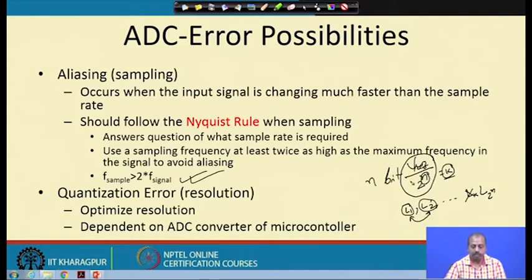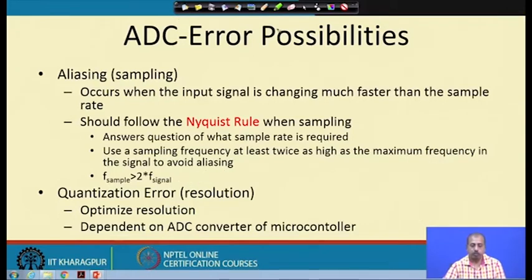That means this converter will be more complex. This is dependent on the ADC of the microcontroller. Very often the underlying processor, microprocessor or microcontroller has a built-in ADC, and for this ADC the resolution is fixed, so you cannot change it. The error is dependent on that. These are the two sources of error in the case of ADC.